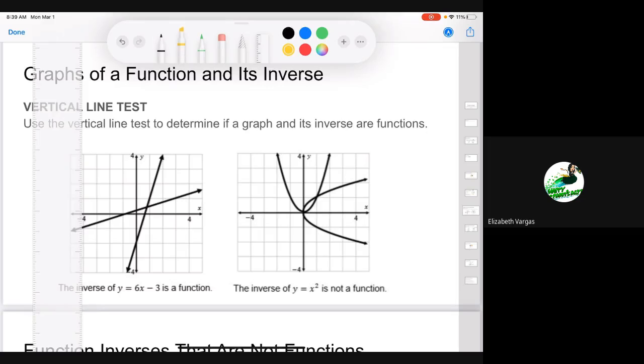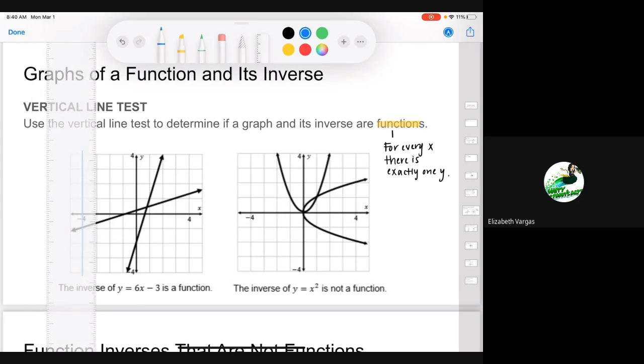So what does it mean for something to be a function? Well, remember that a function means for every x, there is exactly one y. So for every x, there's exactly one y. What we want to do is determine whether this graph and its inverse are functions, so we're going to use the vertical line test. A vertical line goes up and down.